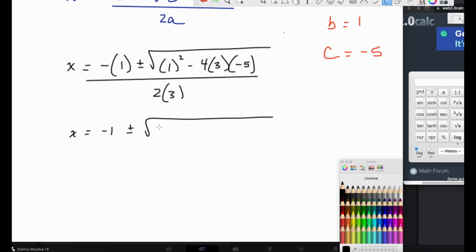One squared is 1. Okay, so we've got negative 4 times 3 times negative 5. So this is going to be a negative times a negative, which is going to be a positive. 4 times 3 is 12. 12 times 5 is 60. So this is going to be a plus 60.